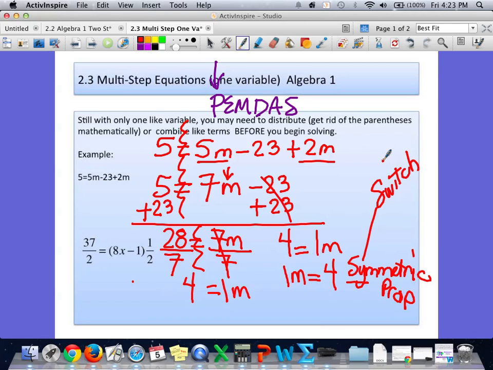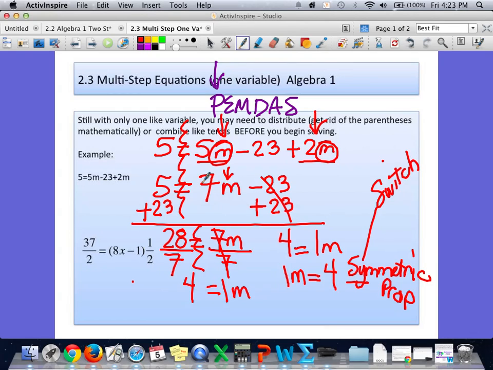All right, so that is one problem. And again, you can go back and check your work. If I take this 4 and plug it in everywhere that there is an M, I would get 5 times 4, which is 20. 20 minus 23 is negative 3, plus 2 times 4 is 8. Negative 3 plus 8 is positive 5. So you can check your work plugging it in, but it has to go in for every variable that it represents.